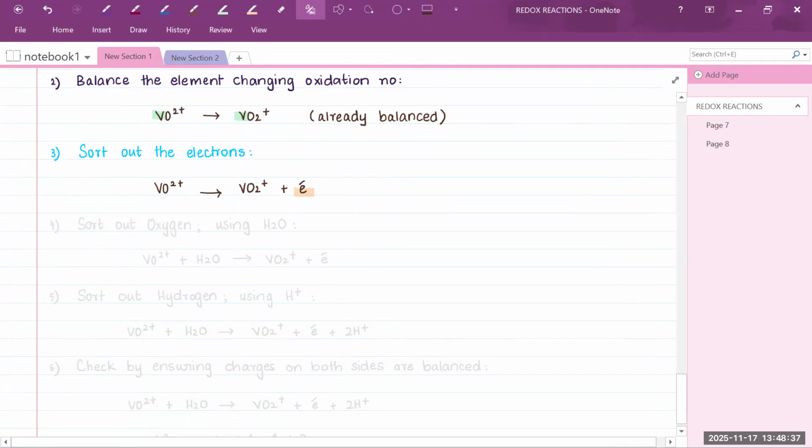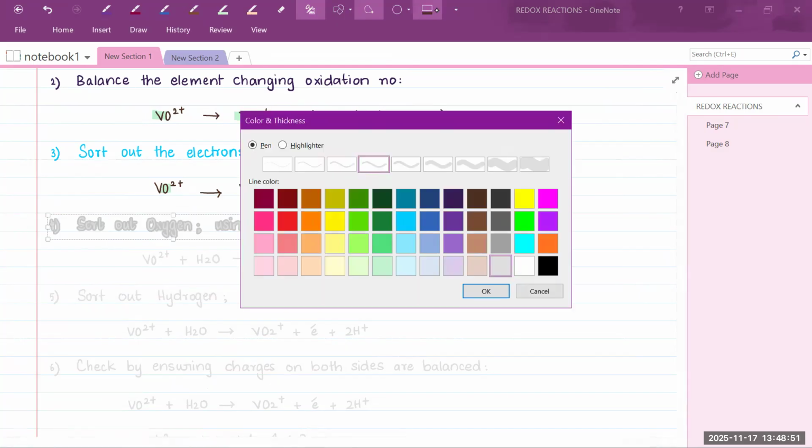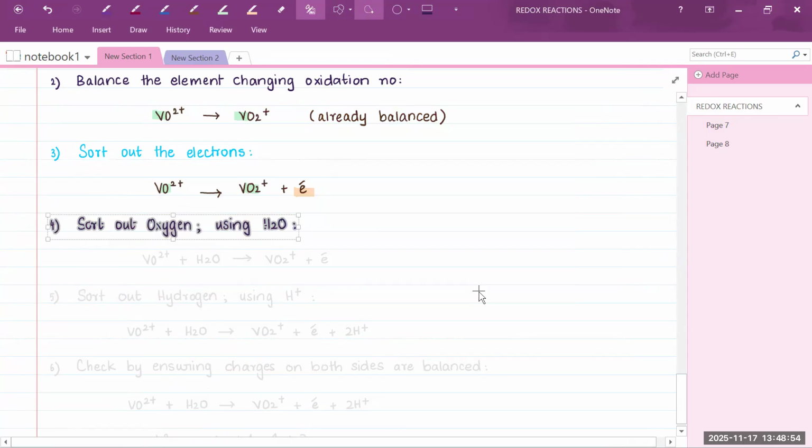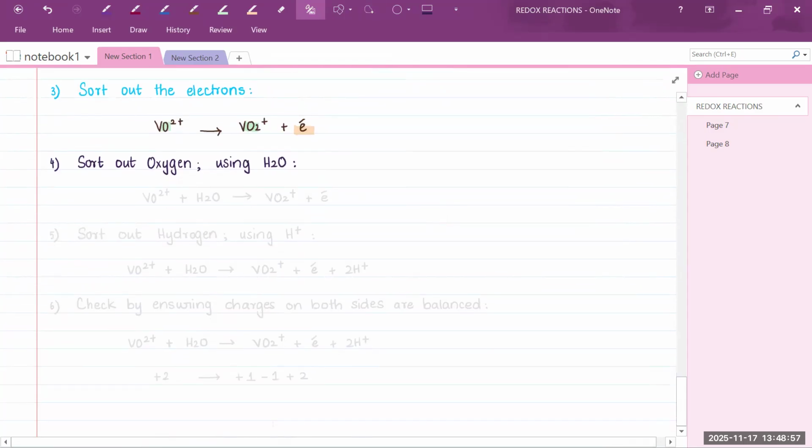Moving on, now we'll have to sort out the oxygens. As we can see, we have one oxygen here, but we have two oxygen here. So we'll have to sort that out as well. Our equations in chemistry should always be balanced. They look the best when they are balanced, and you get the marks as well. So for sorting out the oxygen, you will have to use H2O. Now I know this is adding hydrogen as well, and that's another problem, but let's take it step by step. For each oxygen, you'll have to use one H2O.